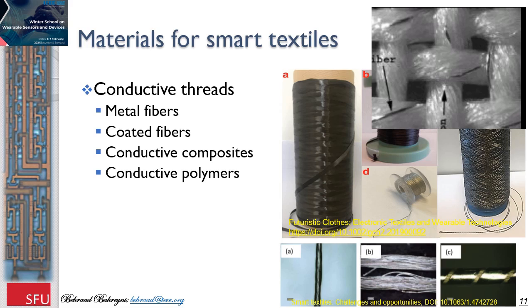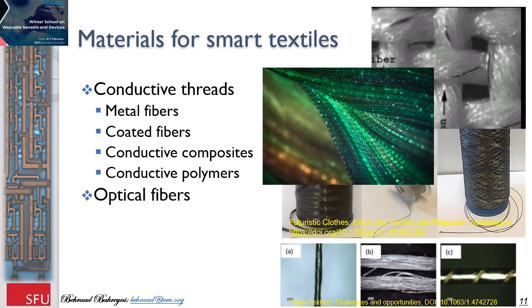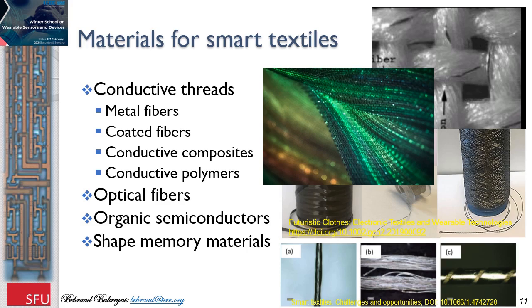There are also other properties that you may desire from these fibers. You can have optical fibers in clothing that may be used both for fashion items or sensing. You can perform all sorts of sensing functions based on optical fibers. Organic semiconductors are also used. The goal here is to perform some of the local signal processing in analog or digital domains on textile. The major issue here is durability, but there's a lot of active research going on in this area.